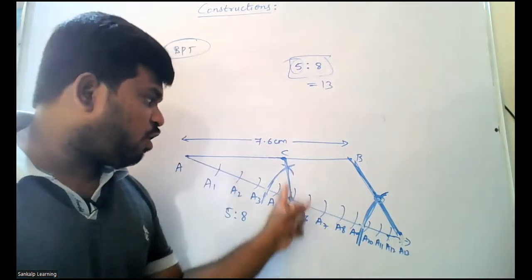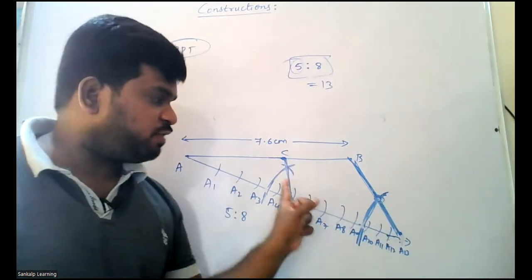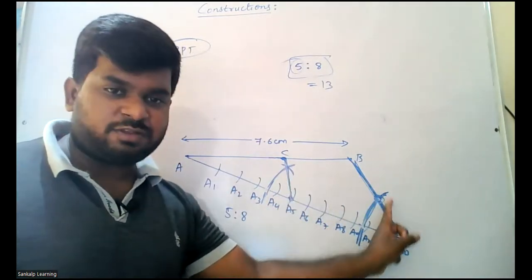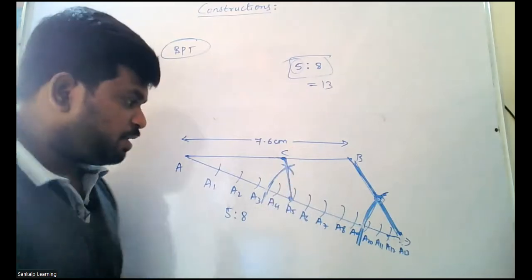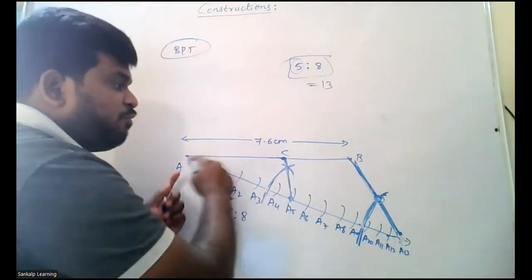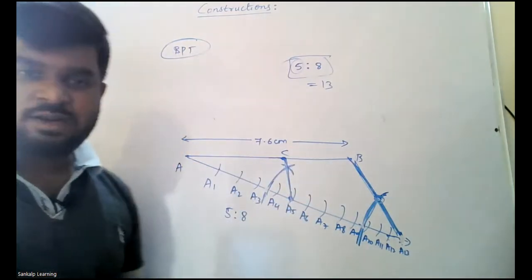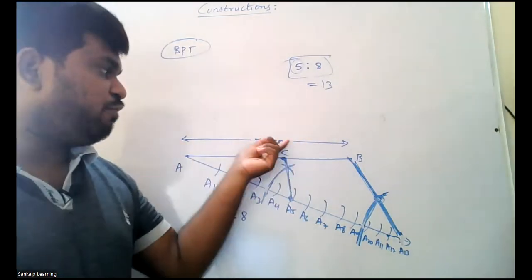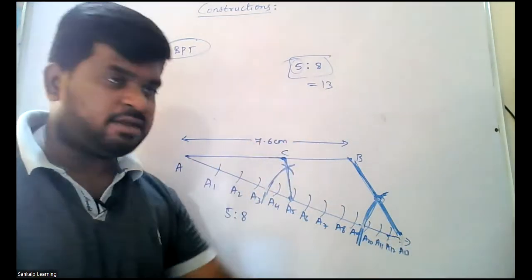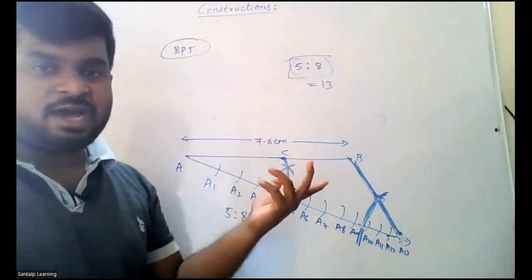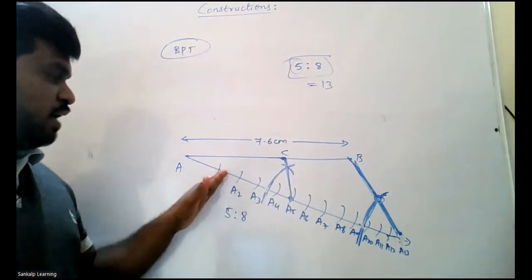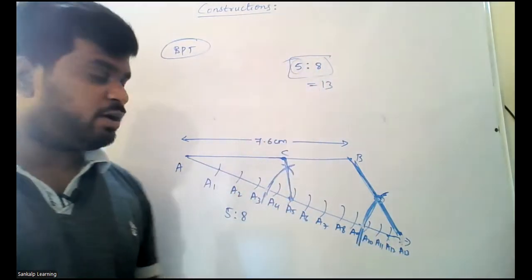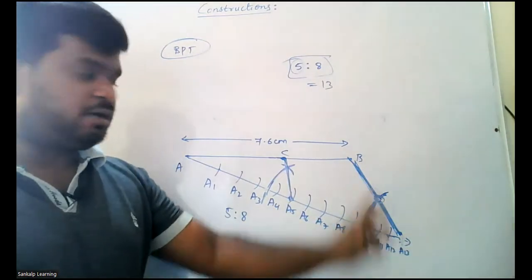If you draw a line parallel to one side of the triangle, both the ratios are same. Here what is the ratio? 5:8. Therefore here also what is the ratio? 5:8. That is the logic that we have applied here. So it's very simple. Draw the line of required length, draw a ray, add these two. How many arcs should we get? 13 arcs. So 13 arcs, we'll draw it, and the 13th one will be connected to B.